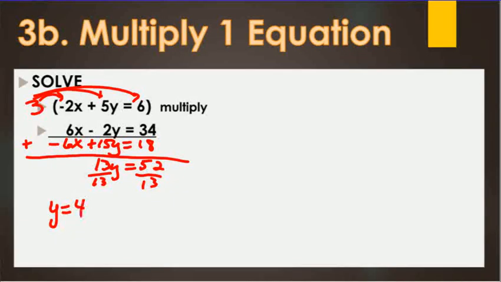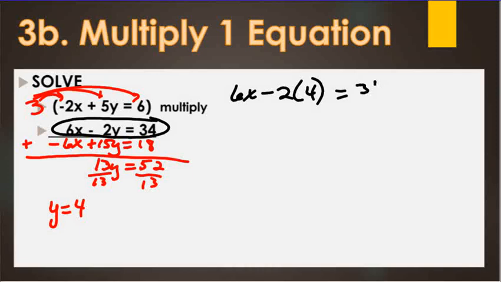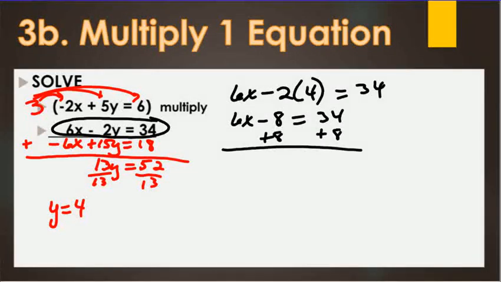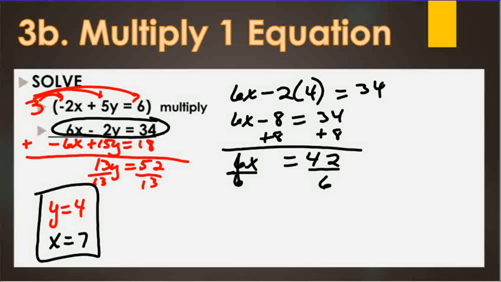Y would equal 4. Then I'm going to substitute y into one of the two equations. I'm going to choose this bottom one here. So 6x minus 2 times 4 equals 34. So 6x minus 8 equals 34. Add 8 to both sides, and I get 6x equaling 42. To get x by itself, I divide by 6. X would equal 7. So x equals 7, y equals 4 would be our answer.